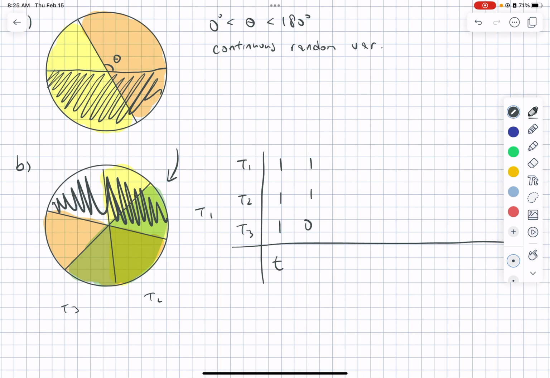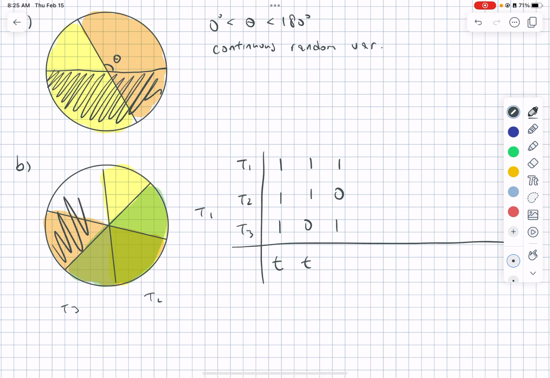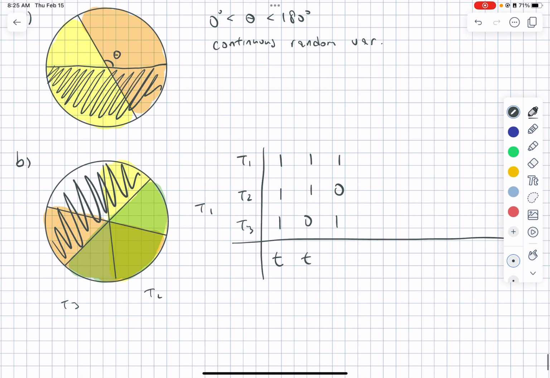So this slice here is going to be covered by all three toppings. So this is true as well. What about if T1 is true, T2 is 0, and T3 is 1? That means T2, the green semicircle, is reflected over. So in this case, we can see that there is no section of the pizza that's covered by all three toppings. So this is false.